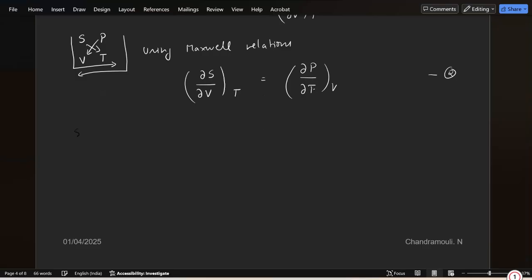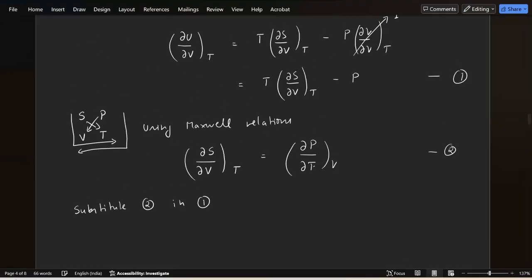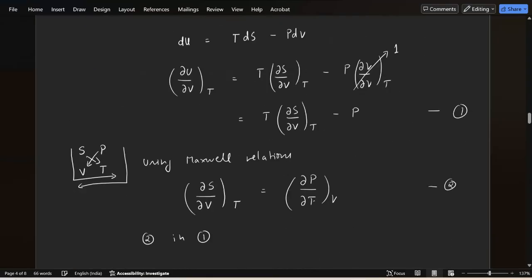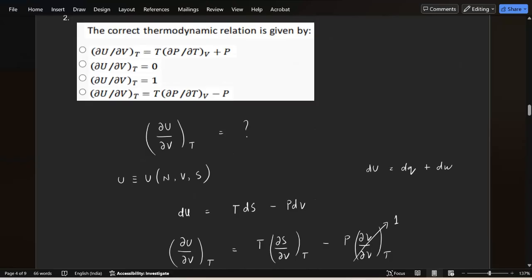So what I'll do is substitute 2 in 1. If we substitute that, what do we get? del U by del V at constant temperature is going to be equal to T del P by del T at constant volume minus P. If you see the options, minus P, so the fourth one is the correct answer. Del P by del T at constant V. This is the correct answer.